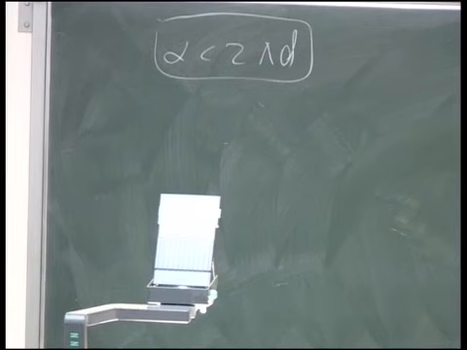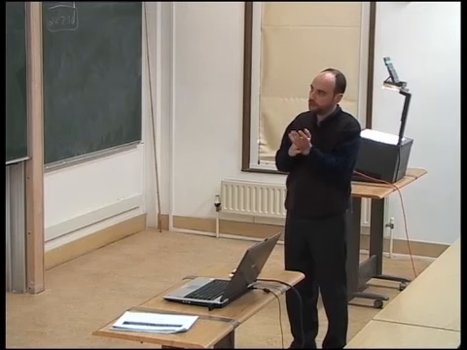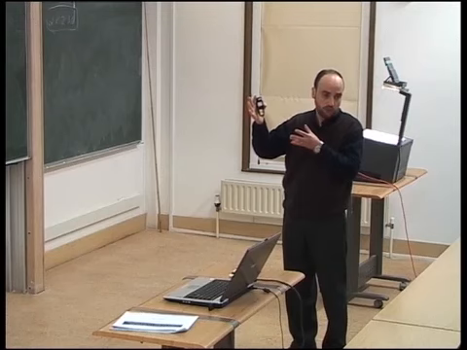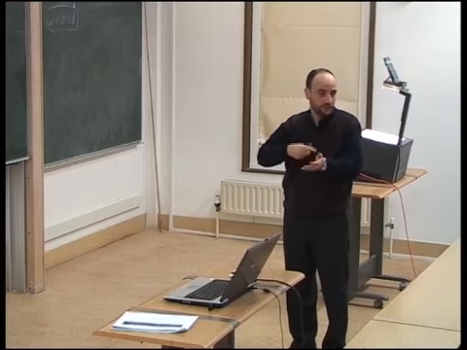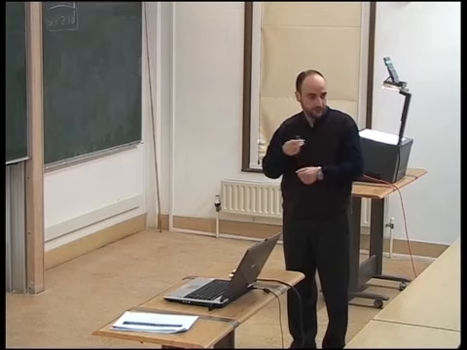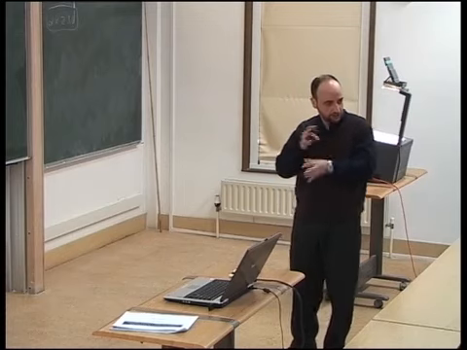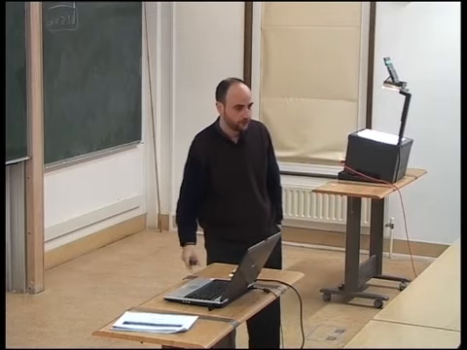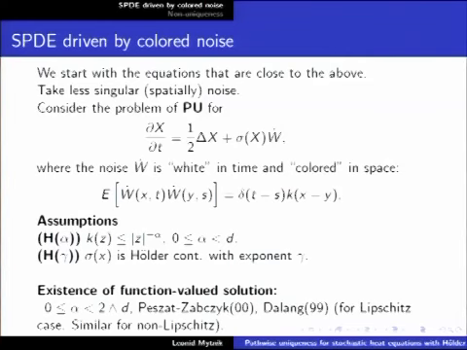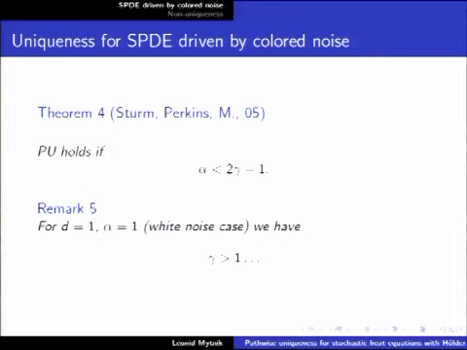Another remark: why did we want to do it this way? We felt that if, for example, you take dimension 1 and alpha going to 1, then you converge to the case of white noise, since alpha equals 1 corresponds to the situation with driving white noise in time and space, and alpha equals 0 corresponds to the one-dimensional SDE. So this was the idea, and the result said exactly what is here: pathwise uniqueness for that equation holds for alpha less than 2 gamma minus 1.